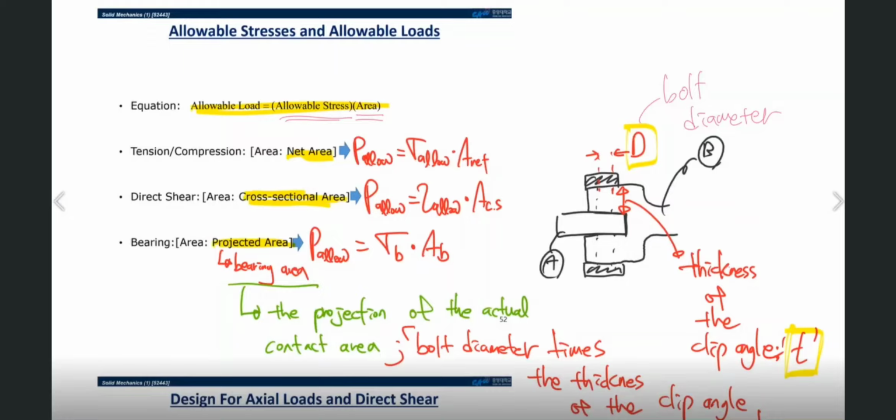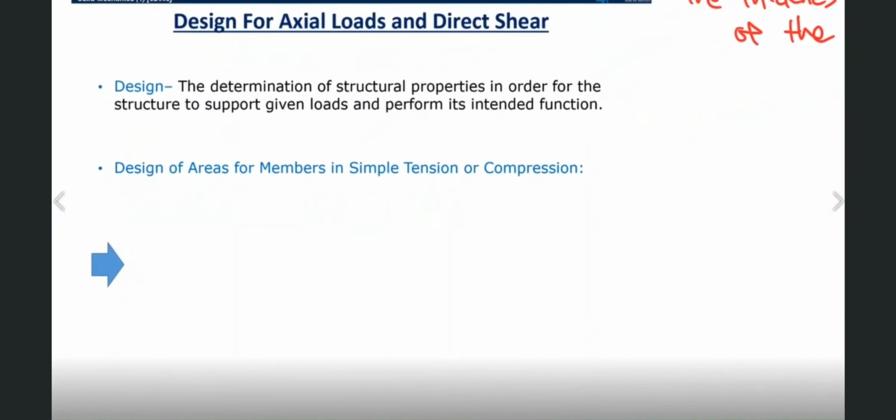Okay, then let's move on to the next concept, design for axial load and direct shear. From an engineering perspective, the meaning of design is the determination of structural properties in order for the structure to support a given load and perform its intended function. So that is a definition of design from the engineering perspective.